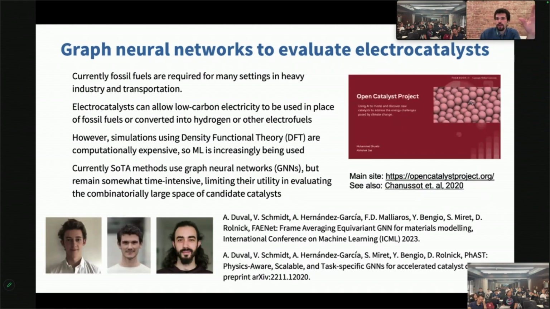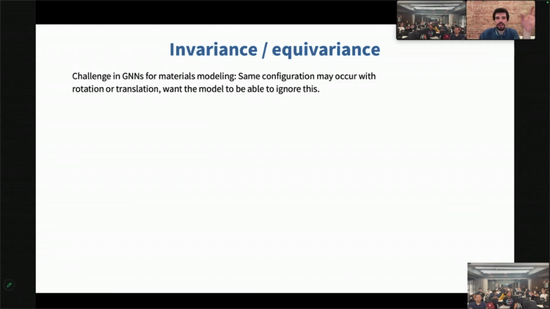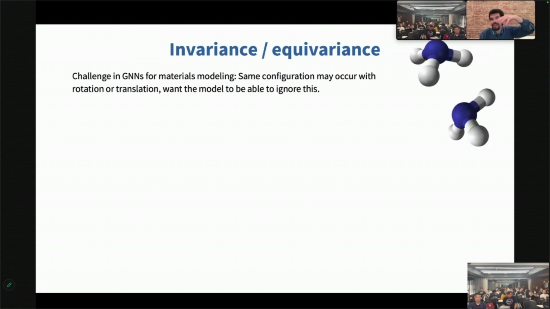So we do a few different things in some recent work in this area. In particular, we're trying to work with a property that is really important in this kind of area, which is invariance or equivariance. The challenge is that if you have a molecule that you're trying to predict some property of, like how good a catalyst it is, if you rotate your molecule, it's the same molecule. So you need to work with a model that will output the same result for this and for this. Rotating something or translating it doesn't change what properties it has.